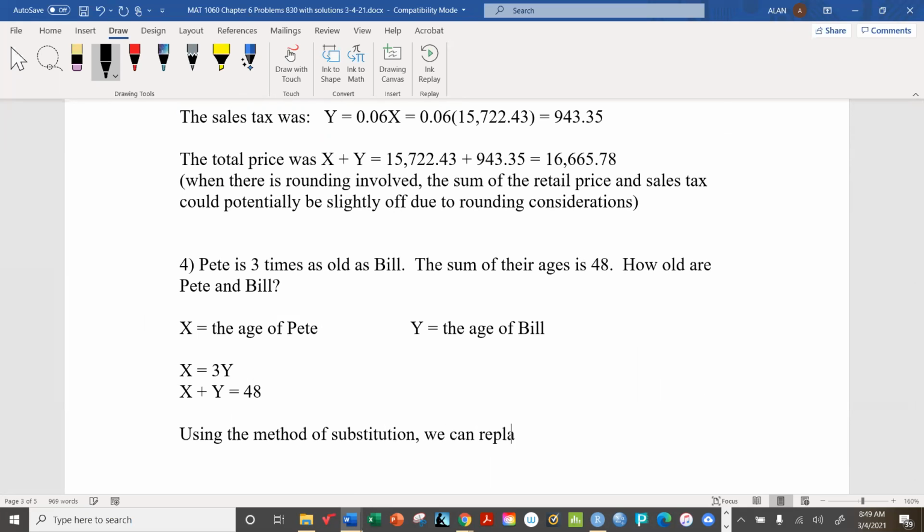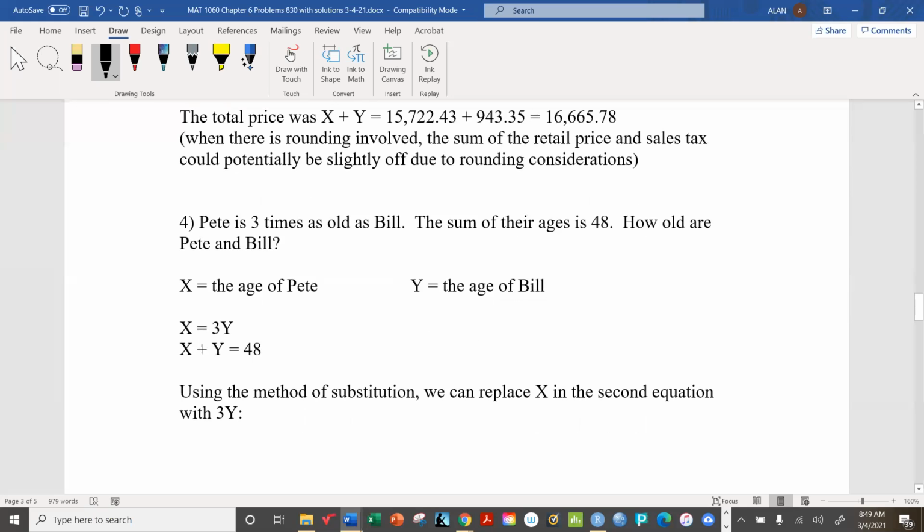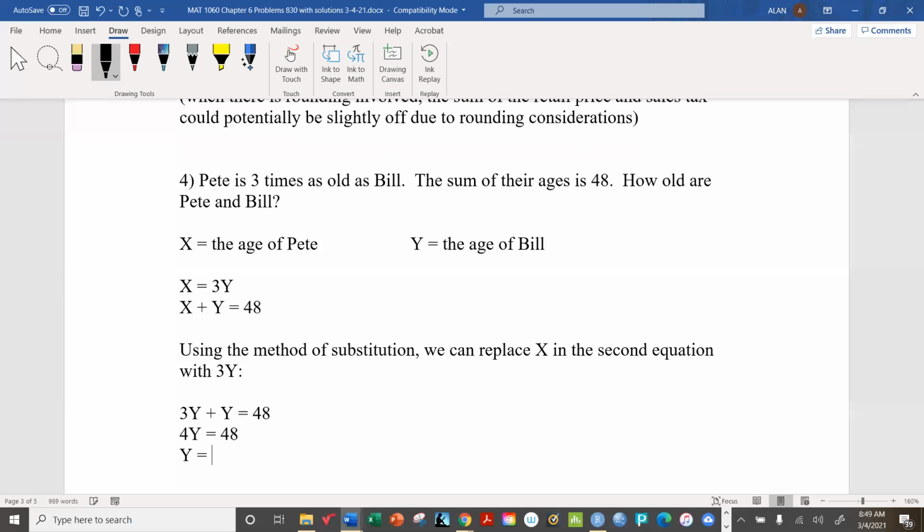we can replace X in the second equation with 3Y. Now, this is not the only way we can do the substitution method, but I think it's the quickest. It says it right there: X equals 3Y, why not take advantage of it? So therefore, 3Y plus Y equals 48. 4Y equals 48, Y equals 12.